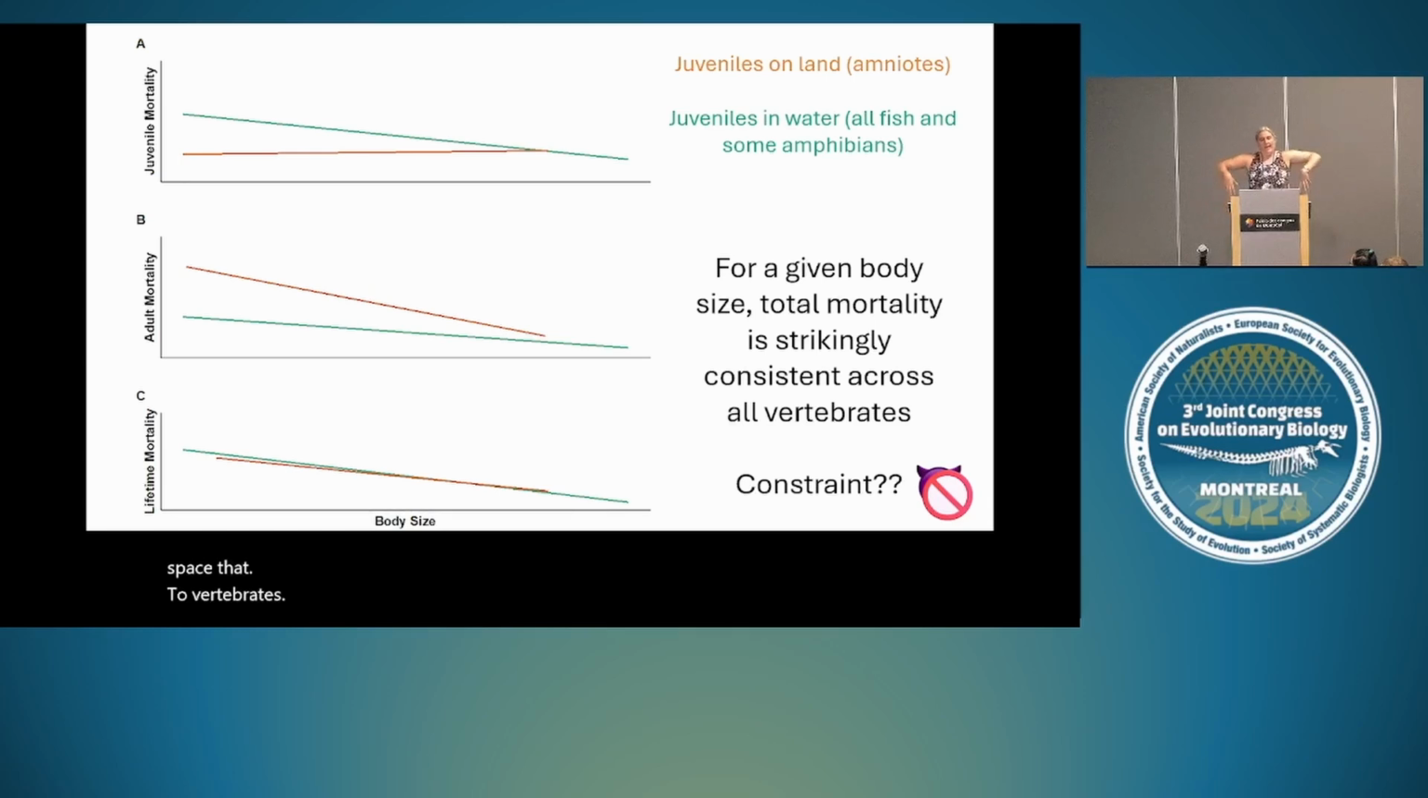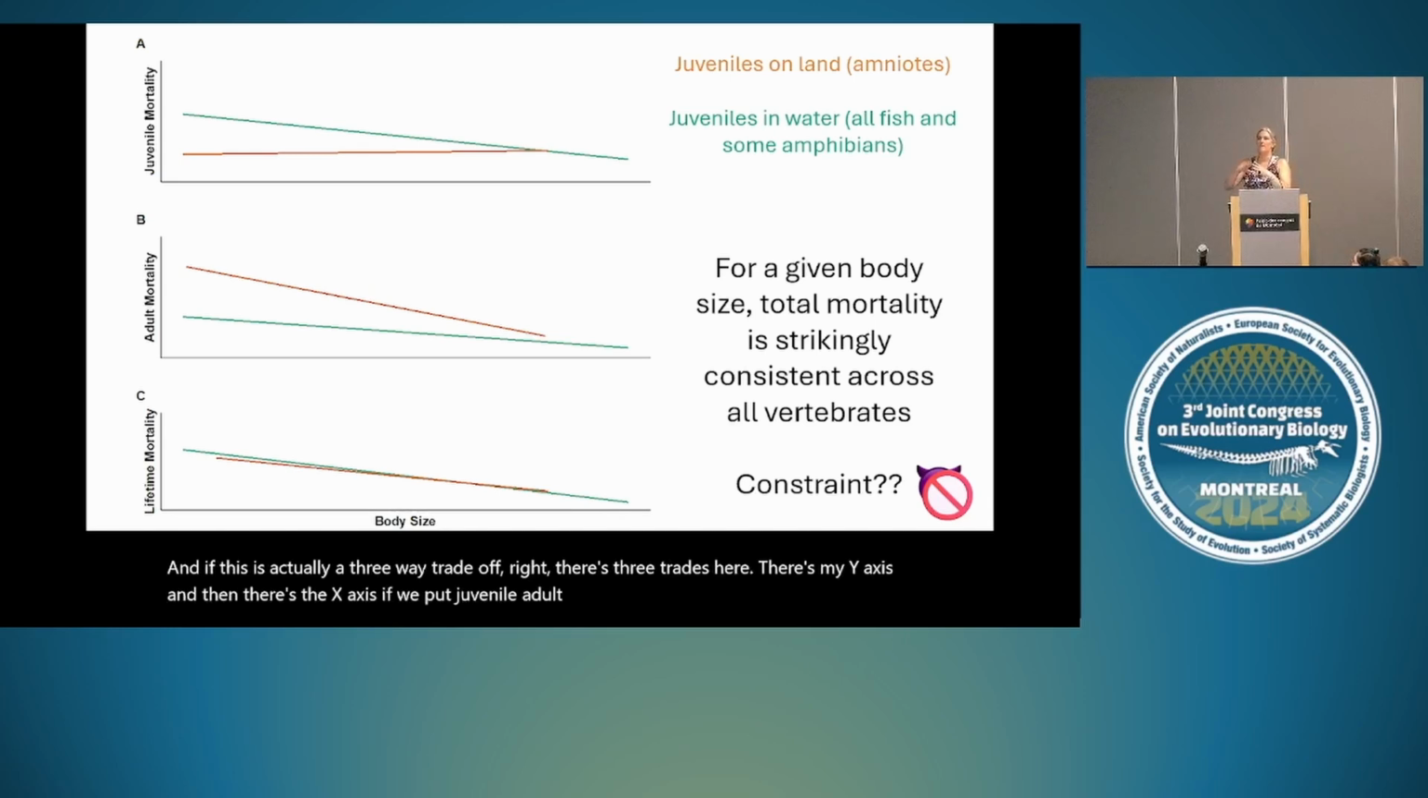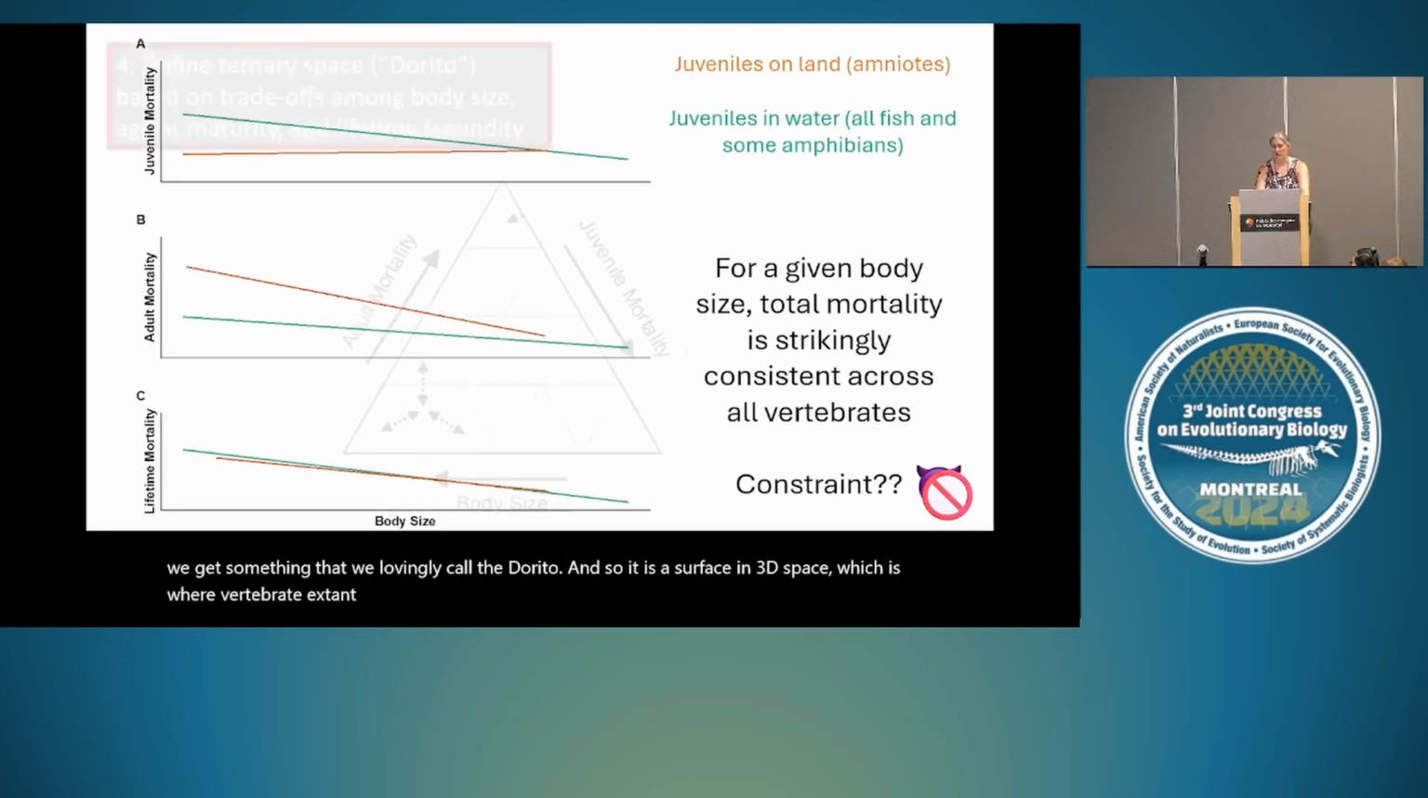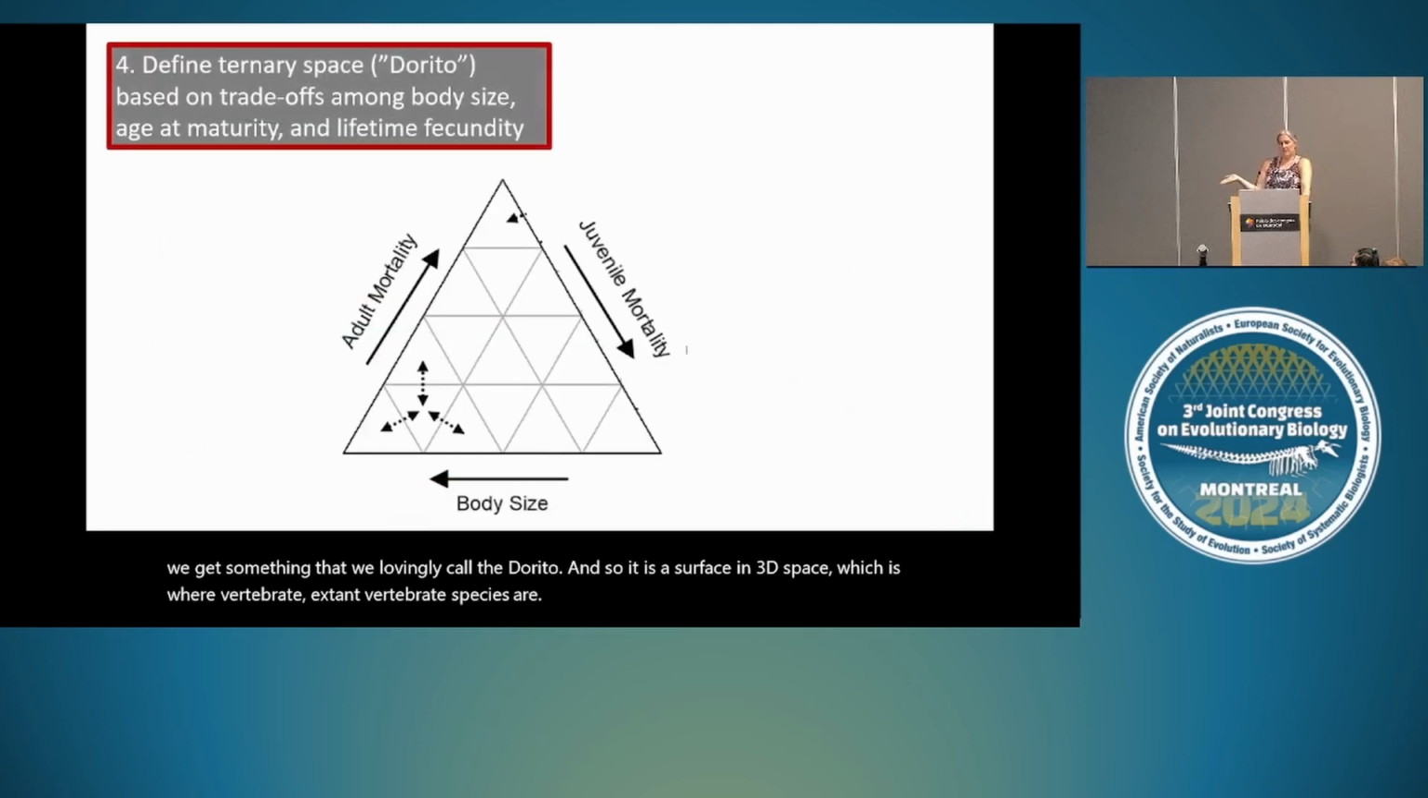And this is actually a three-way trade-off, right? There are three traits here. There's my y-axis, and then there's the x-axis. If we put juvenile and adult mortality and body size in a cubical graph, we get something that we lovingly call the Dorito. It is a surface in 3D space, which is where extant vertebrate species are. Now, Joseph had the idea to define ternary space, which is a slice of the Dorito. That is a way to understand trade-offs among body size, age at maturity, and lifetime fecundity.